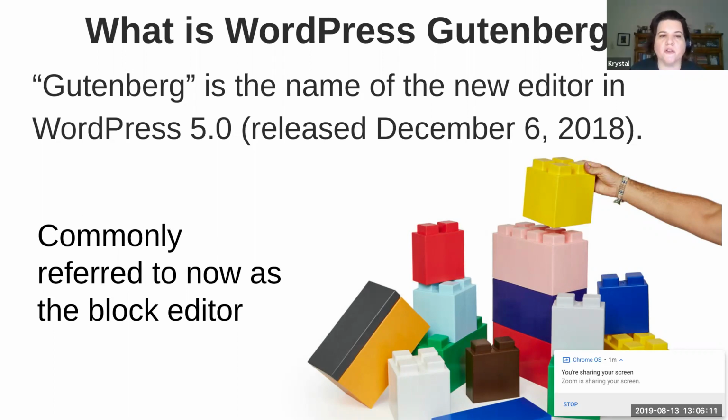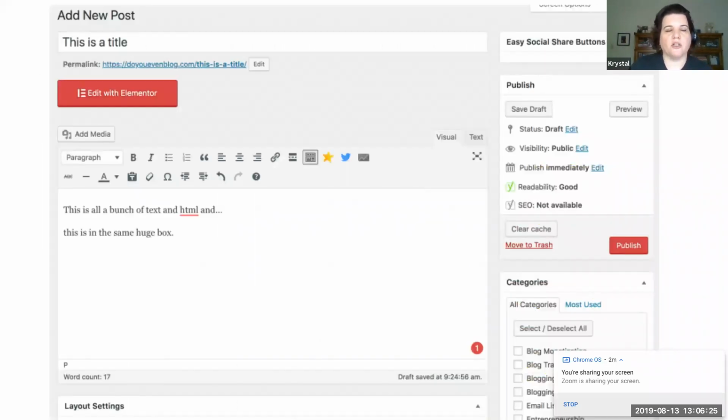So Gutenberg is commonly referred to now as the block editor. You'll hear talk about the block editor a lot. I think of it as Legos that are stacked on top of each other. So you have lots of little blocks and you put them together to make a larger structure. This was the old post editor. It looks very much like Microsoft Word.